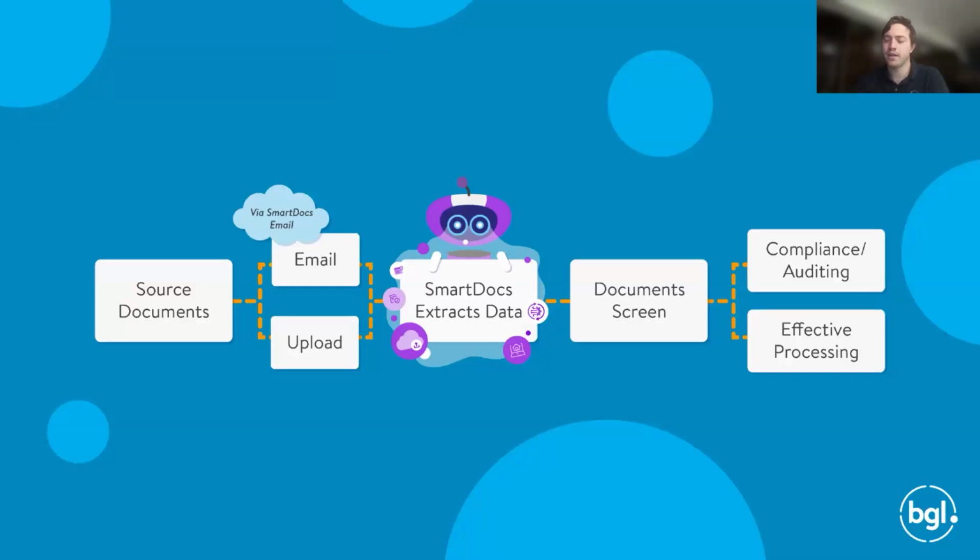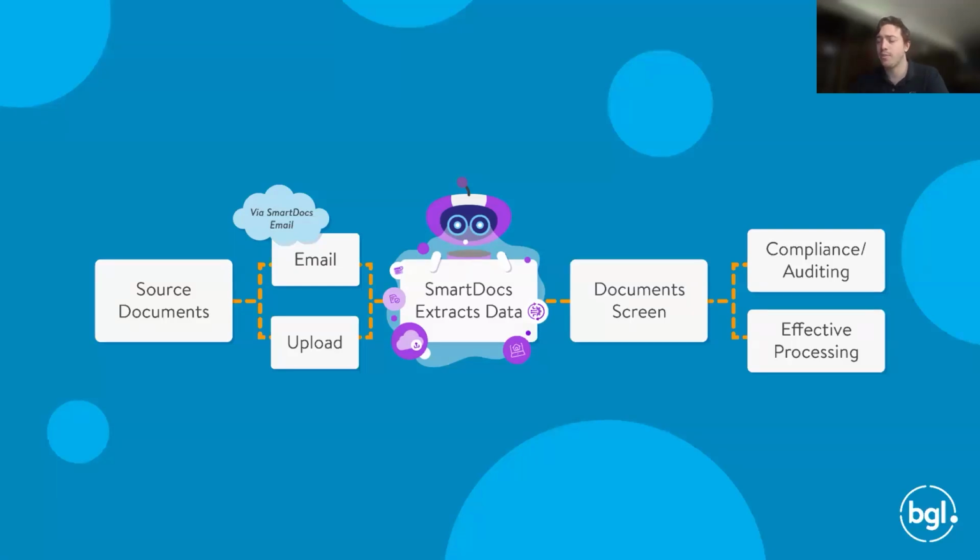Every fund or every entity has its own SmartDocs email. So if you're using Simple Fund, the SmartDocs email is in the fund dashboard. If you're using Simple Invest, it'll be in the entities dashboard. Alternatively, you can upload your documents via the document screen, which I'll show you how to do later on.